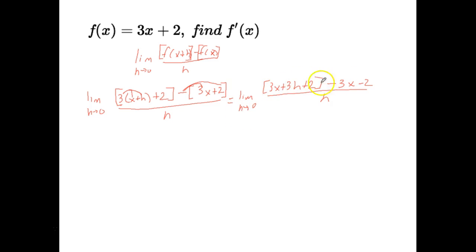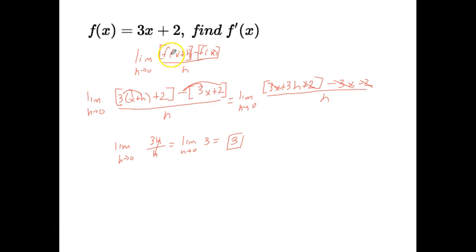So let's see if anything cancels out here. I got 3x minus 3x. Those cancel each other out. I got plus 2 minus 2. Those cancel each other out. I'm just left with the limit as h approaches 0 of 3h over h. Well, h is canceled, leaving me with the limit as h approaches 0 of 3. And there's nowhere to plug in 0, so that's our answer. Our answer is 3. Okay, so the derivative of this thing is just 3.